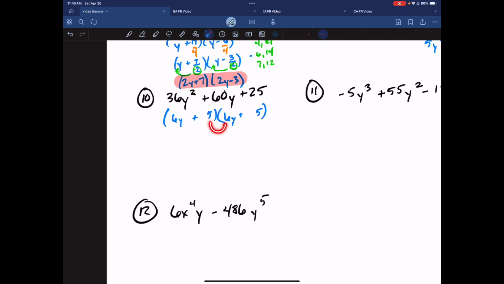So the inside product is going to give me 30y. The outside product is also going to give me 30y. So that's going to give me 60y in the middle. So this works. So this is going to be 6y plus 5 all squared.